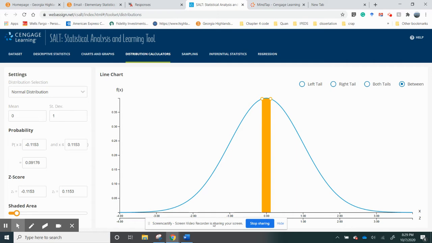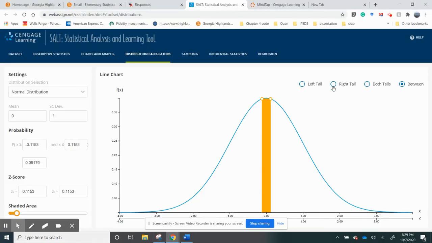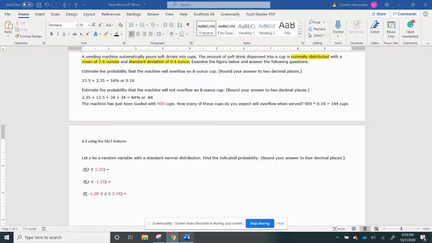So remember, this was greater than 1.33. I'm going to go to right tails and put in 1.33 right here. Watch what I'm doing. And then I get the probability. Because it only wants 4 decimal places, I'm going to put 0.0198, because I rounded up that 7 to an 8.